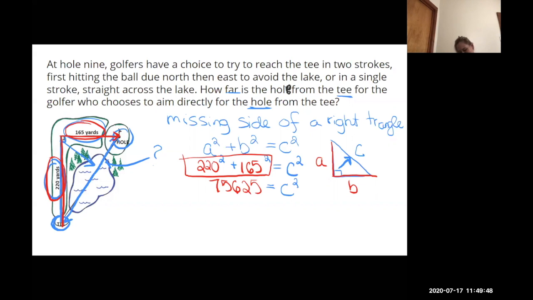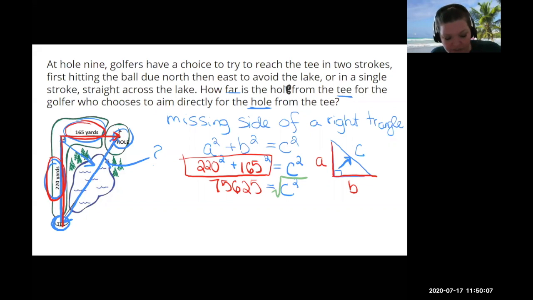I'm not done yet. What do I still need to do to solve this problem, you guys? Square root it. Absolutely. So it is not alone. It has a square on it. The opposite of square is square root. I can do whatever I want as long as I do it to both sides. We need good algebra skills, but we need some good common sense skills too, you guys. 75,000 feet across the lake, we're in trouble.